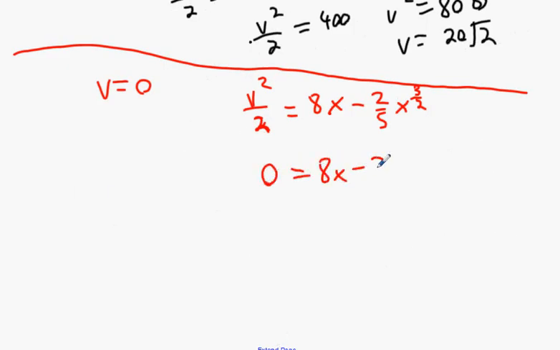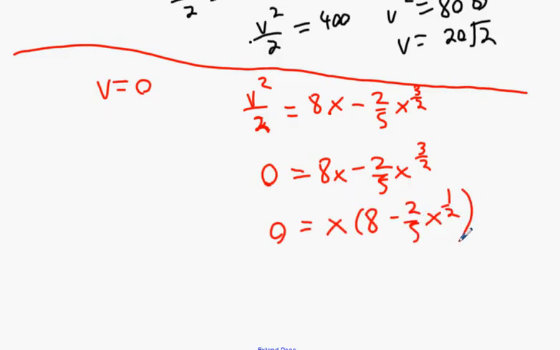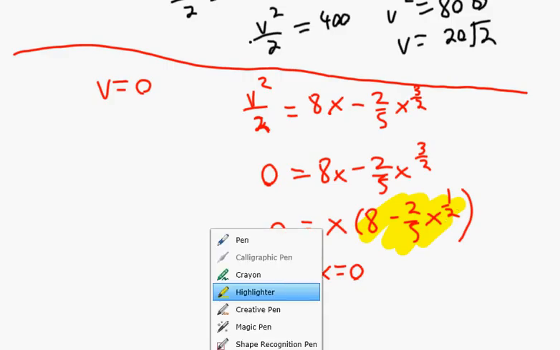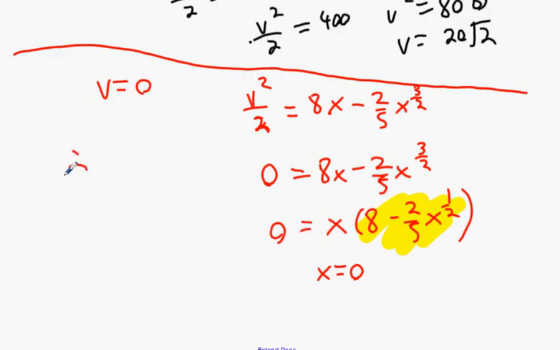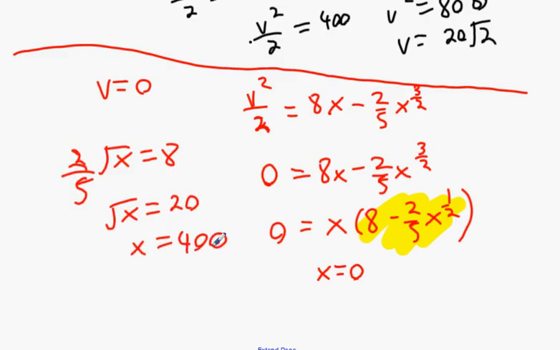And then we get 8x minus 2 over 5 x to the power 3 over 2. Factorise out x, and you get x times (8 minus 2 over 5 x to the power of a half). You either get x equals 0, or using this part here, we get 2 over 5 root x equals 8, root x equals 20, x equals 400.